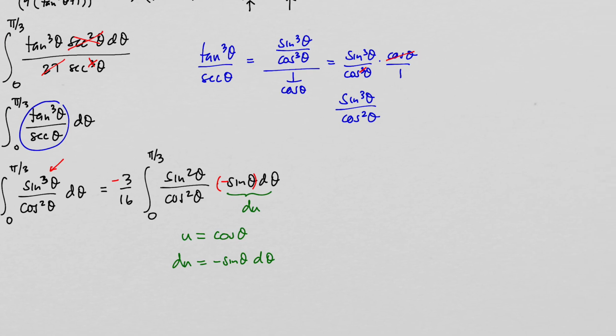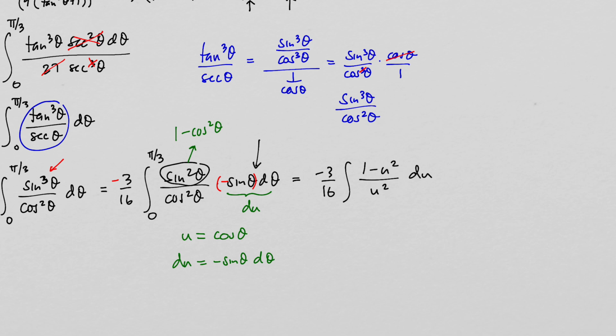And so if I do all that, this becomes negative 3/16 integral. Now the bottom is going to be u squared. Then we have du over here. But what is sine squared? So we need to remember that sine squared is 1 minus cosine squared. And if u is cosine, then this becomes 1 minus u squared.